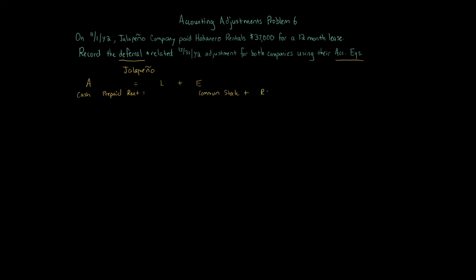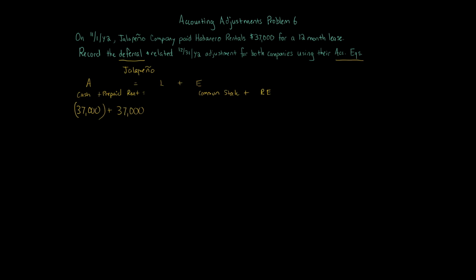And then for equity, we're going to have common stock and retained earnings. So Jalapeno paid Habanero Rentals $37,000 for a 12-month lease. That was on November 1st, Year 2. Let's go ahead and record that transaction, the paying of the 12 months for rent. That cost Jalapeno $37,000 cash. Let's put that. And then we record a $37,000 prepaid rent. And our accounting equation balances.